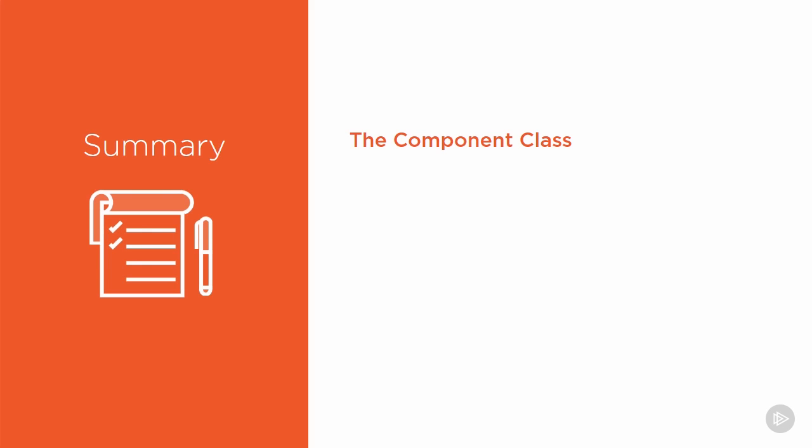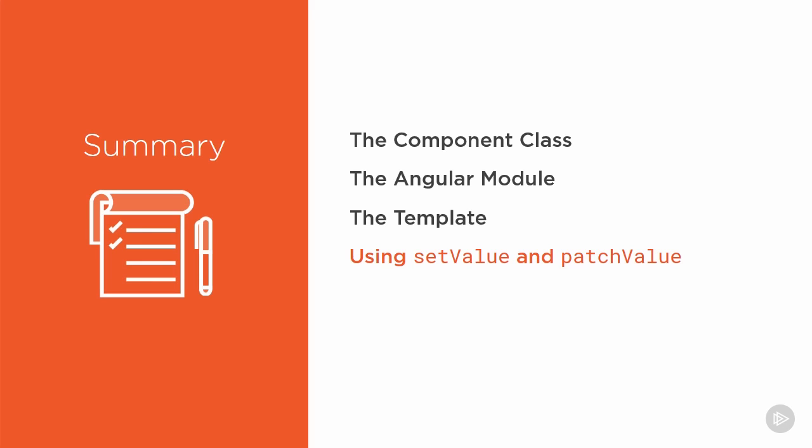It began in the component class where we explicitly created instances of the form building blocks, form group, and form control. Next, we modified the application's Angular module to add the reactive forms module to the imports array and pull in the reactive forms directives. Then we updated the template elements to bind to the form group and form controls we defined in the component class. We tried out the set value and patch value to update the input element values from the component code.